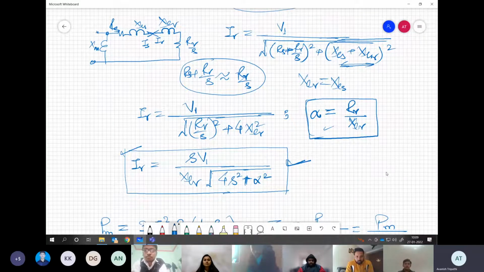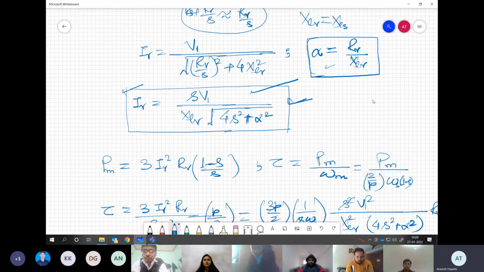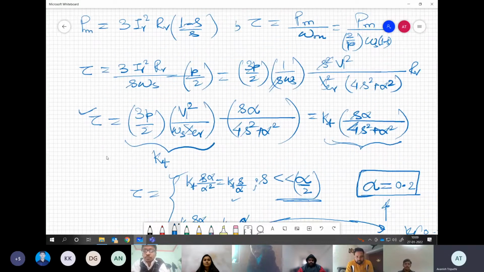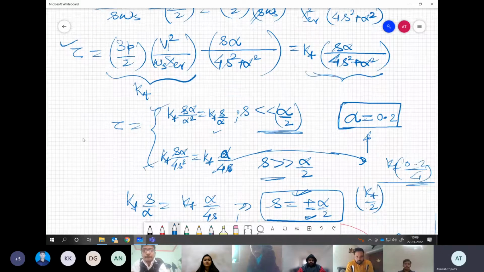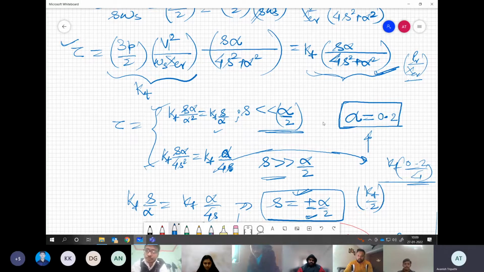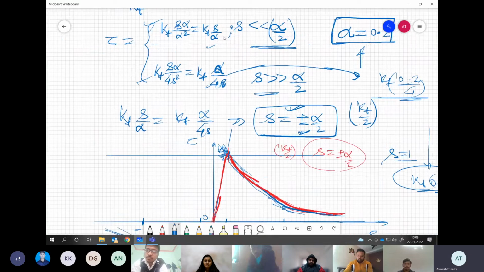First, we have seen how the torque speed characteristic can be visualized in a simpler manner. We came up with an expression for the rotor current, and then got the electromagnetic torque, which comes out to be a simple expression like this, where alpha is the ratio of RR and XLR, rotor resistance and rotor leakage reactance. Two extremes we have discussed: when S is much less than alpha by 2 and when S is much greater than alpha by 2. So we have simpler forms of this characteristic. One is a straight line, another is a simple hyperbola.